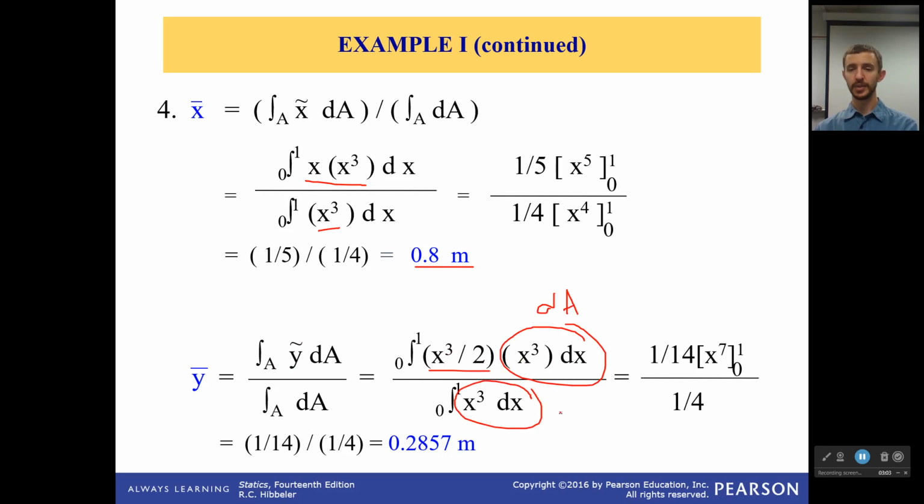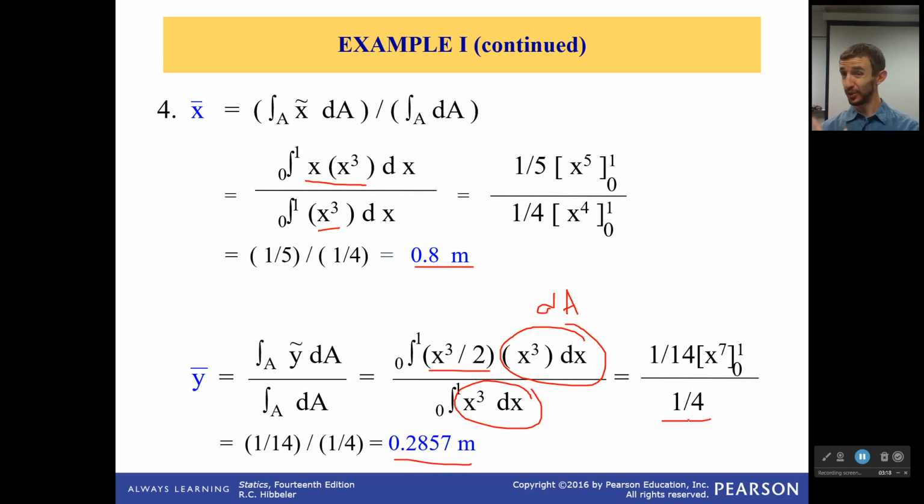And then we have dA on the bottom. So just like last time, this will be 1/4. And this is going to be 1/14 times x to the 7th from 0 to 1, which is just going to simply be 1/14. Which, if I solve that, is 0.2857.